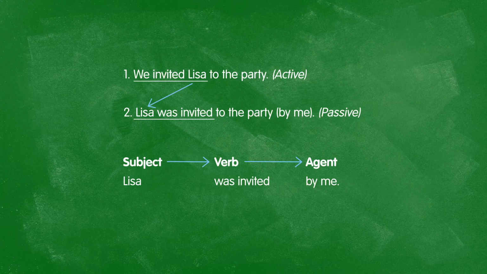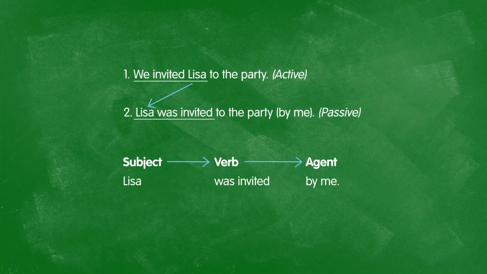The object in the first sentence becomes the subject, and the subject now becomes what we call the agent. For example, Lisa was invited to the party by me. By me shows any of my listeners that I am the agent. I invited Lisa. But Lisa is receiving the action. And that is why we call this the passive voice, because she is not acting, she is being acted upon. And the word order in a passive sentence will be subject, verb, agent, not object.